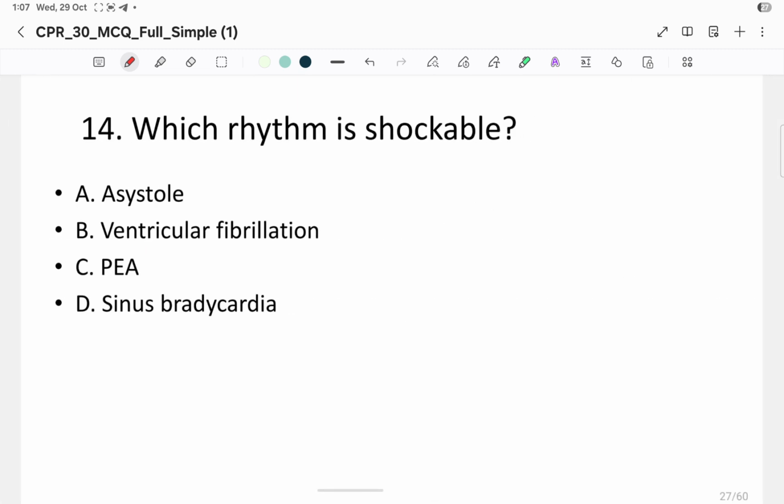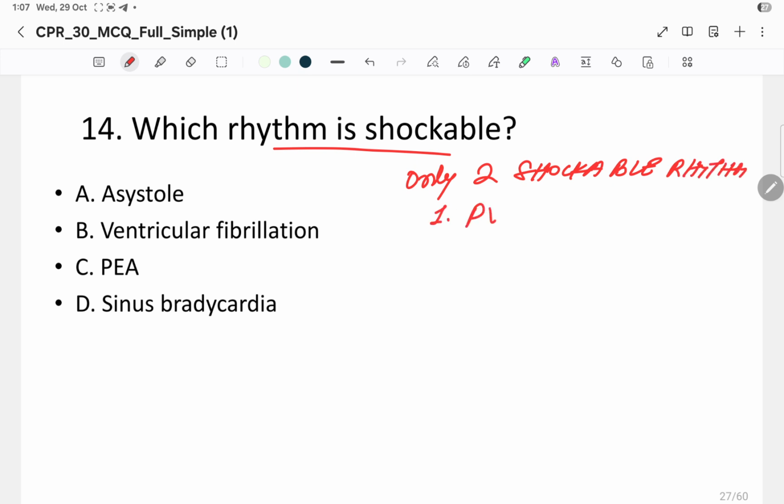Next, which rhythm is shockable? A, asystole. B, ventricular fibrillation. C, PEA, that is pulseless electrical activity. D, sinus bradycardia. So we have only 2 shockable rhythms.